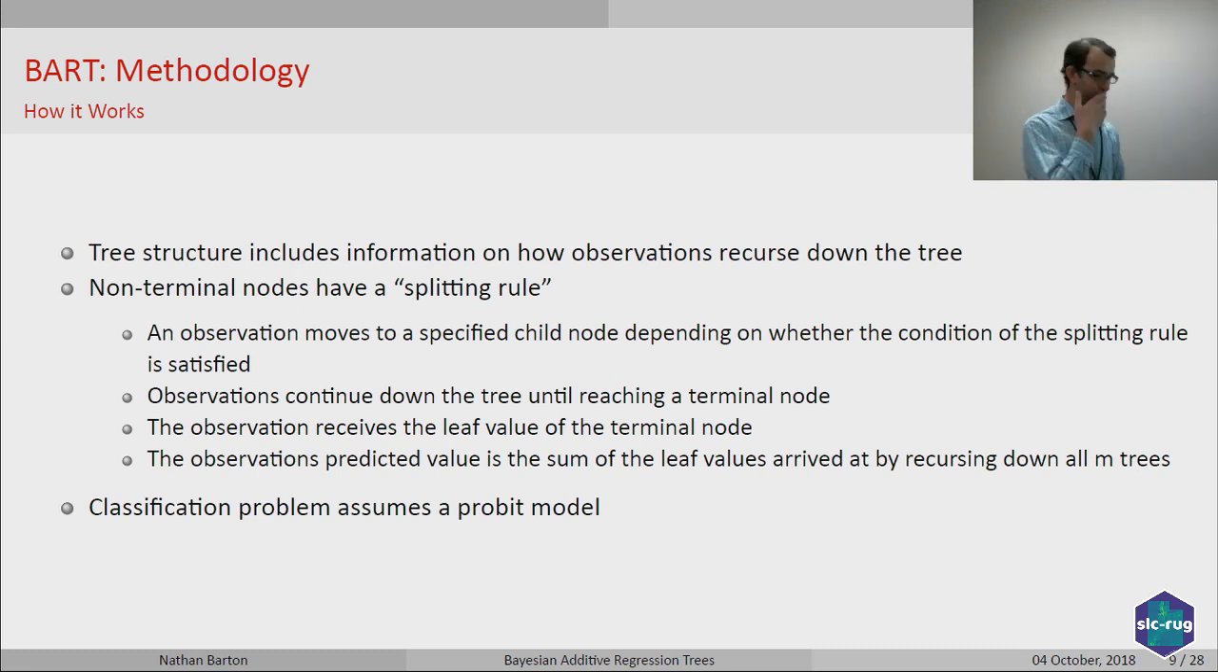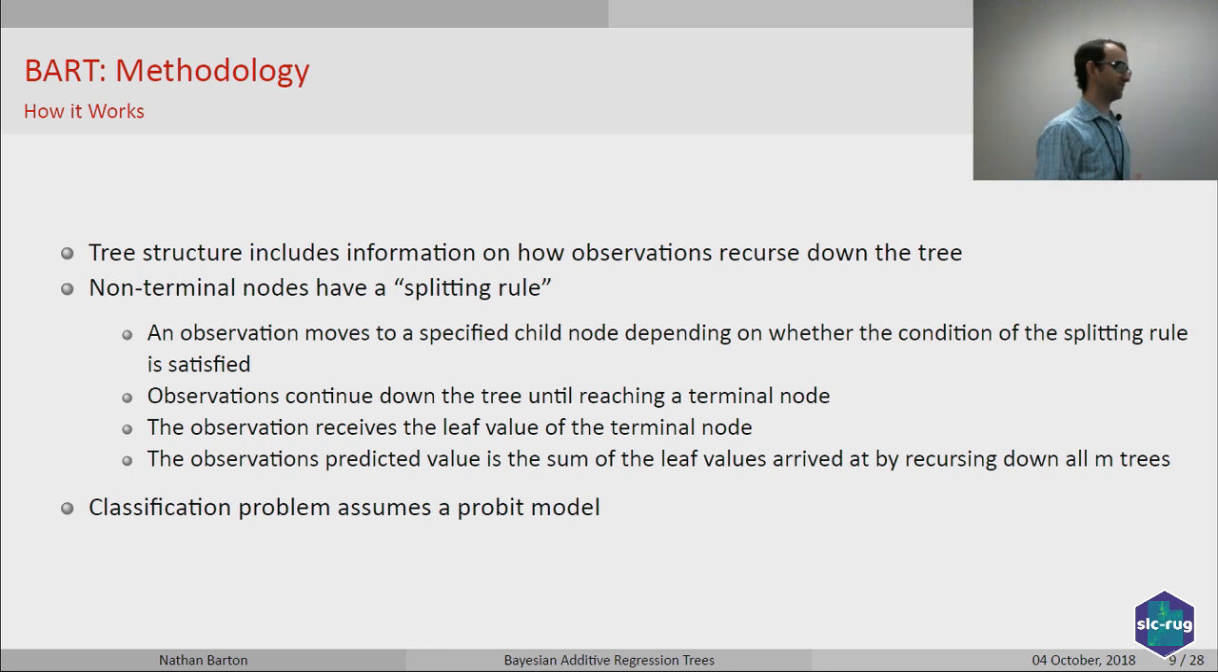But so the tree structure, those basins, and how the water trickles from one to the next, it has a bunch of these splitting rules where an observation moves to a different node depending on whether the splitting rule is satisfied until it reaches a terminal node.